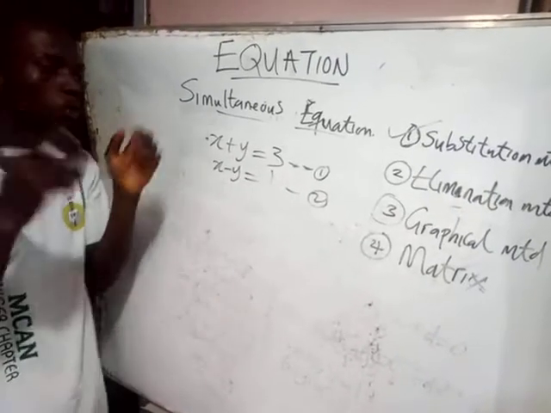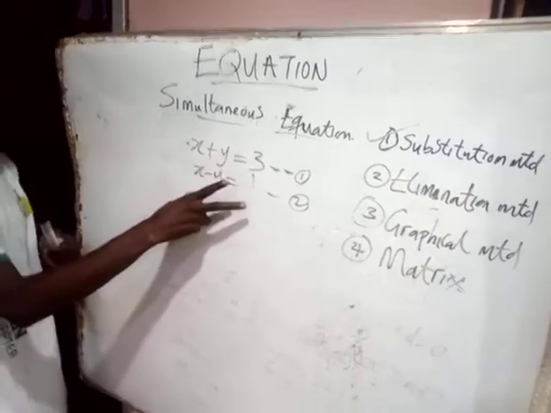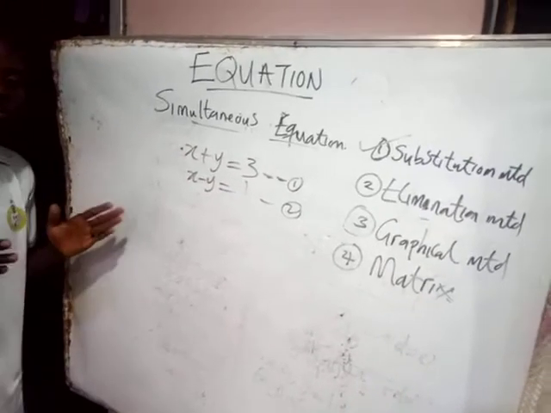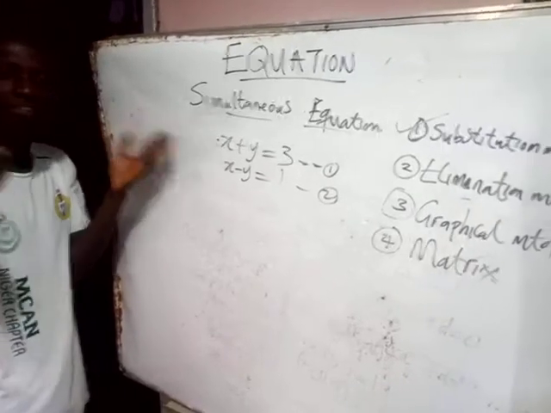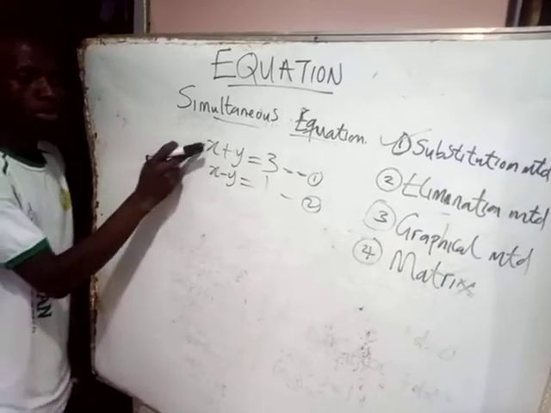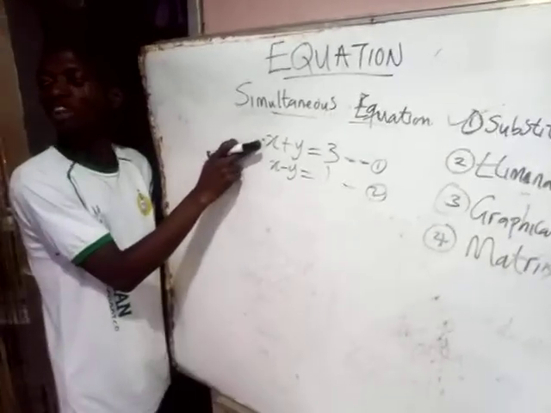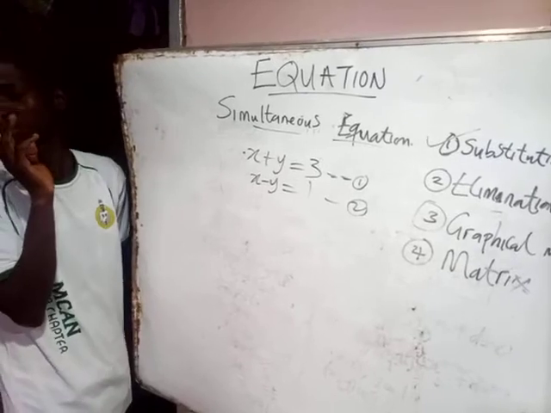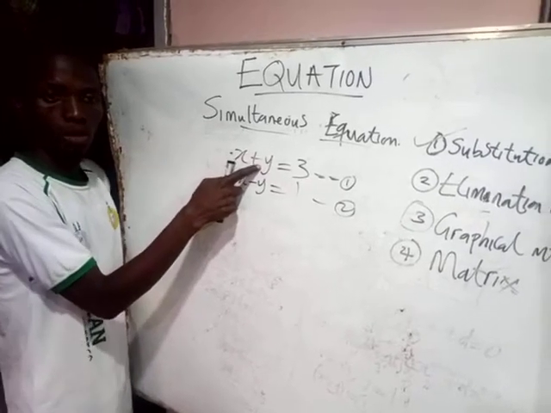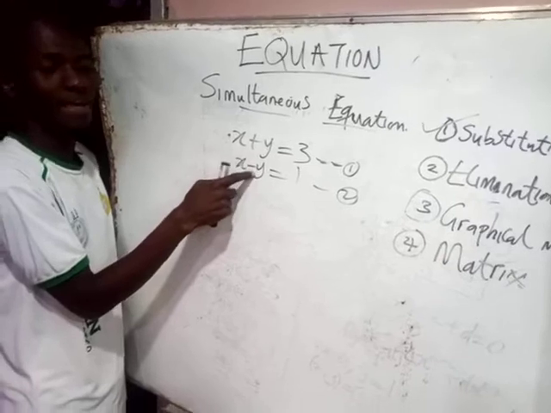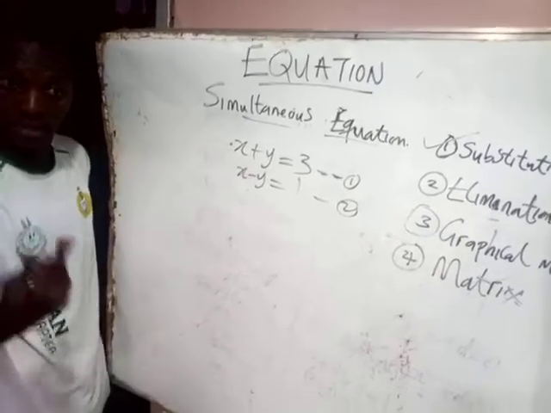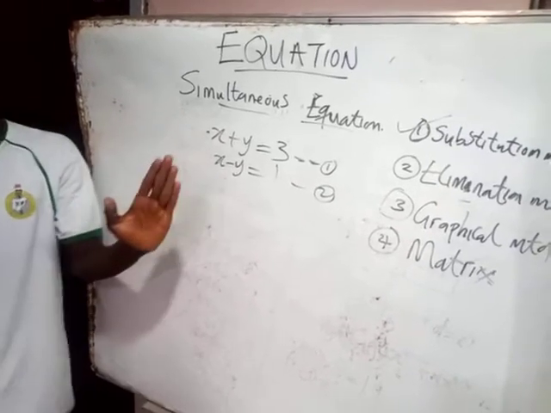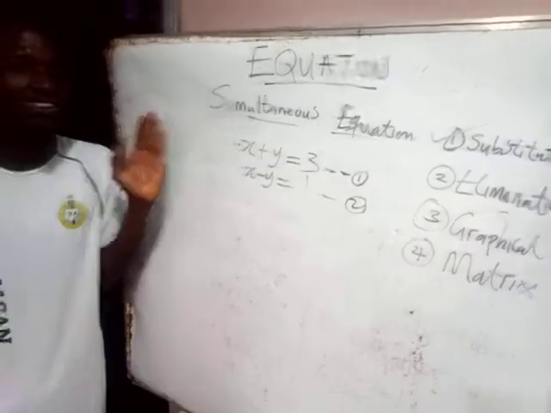You eliminate one. So here, this is the question: x plus y equals 3, x minus y equals 1. The first thing you look for is their coefficient. If they have the same coefficient, good. The coefficient of x here is what? 1. The coefficient of x here is what? 1. They have the same coefficient. The coefficient of y here is plus 1, and here is minus 1. They have the same coefficient, except for the sign. So you can decide to use either x or y here. It's very straightforward.